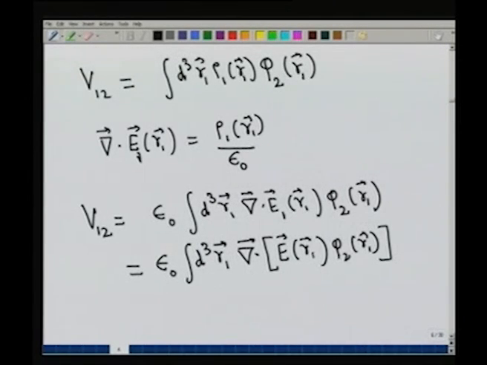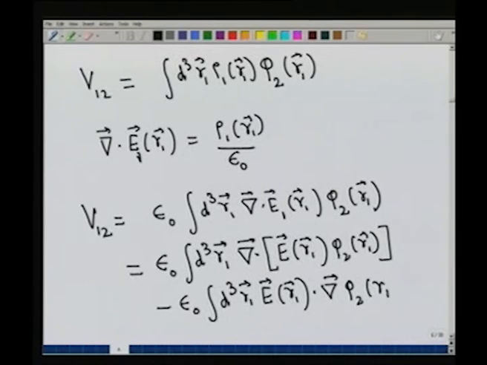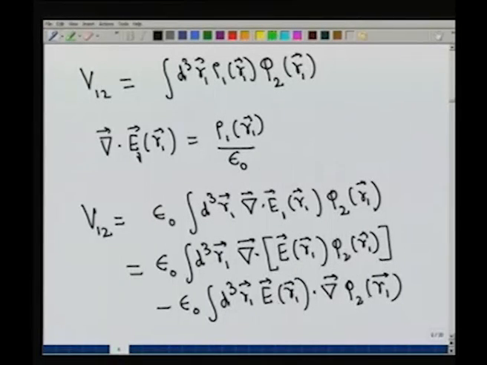Therefore, I should write down the difference between the two terms. And what is that term going to be? This is nothing but minus epsilon naught d cubed R1 E of R1 dot gradient phi 2 of R1. This is a very, very neat expression. So what have I done? I have written my potential energy, the interaction potential, as a first step by eliminating rho. I have an electric field sitting here, I have the gradient of phi sitting here, which is nothing but the electric field again, and then there is a total divergence term.